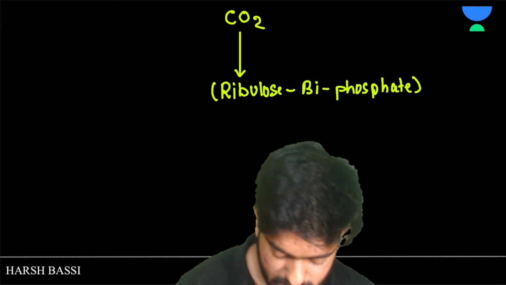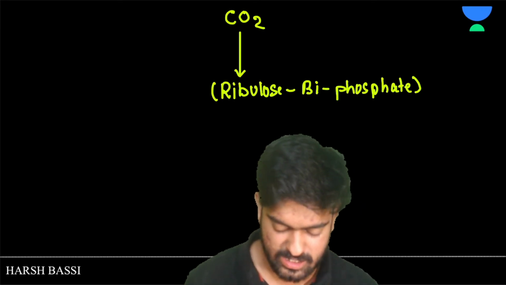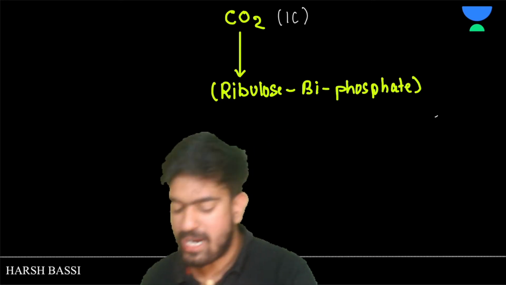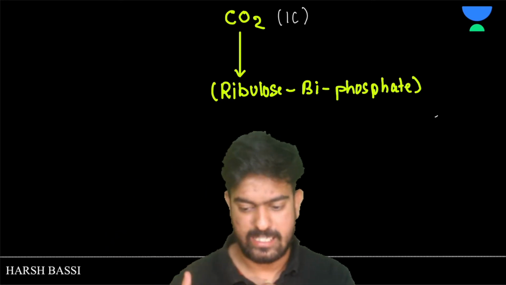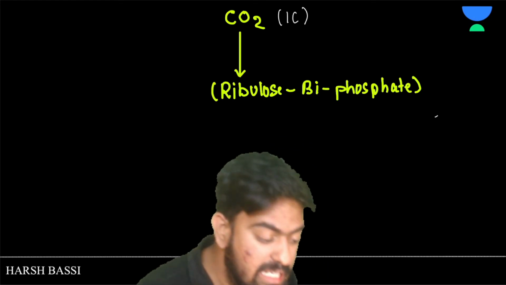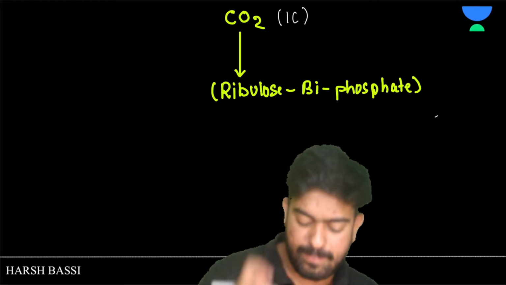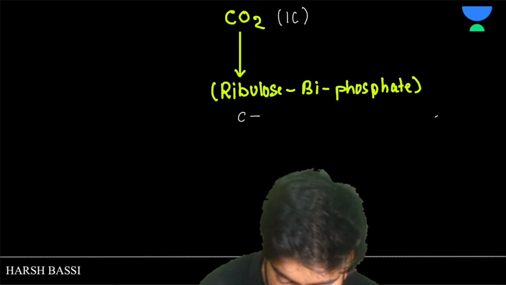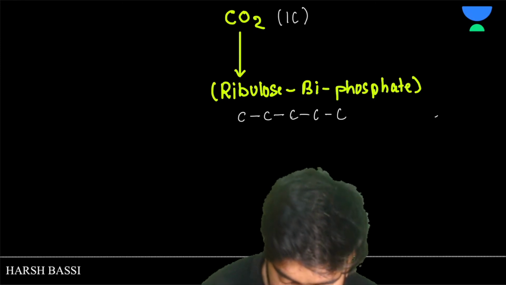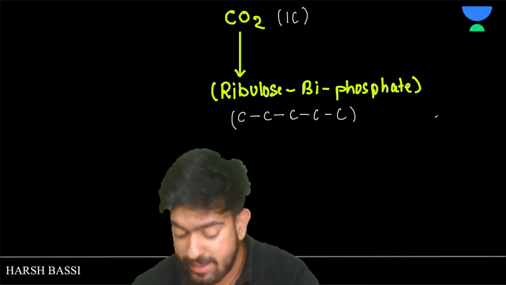Yes, sir, this much we all know. I'll tell you something more. CO2 is made up of one carbon. RuBP, ribulose bisphosphate, is a 5 carbon compound. How many carbons? 5 carbons: 1, 2, 3, 4, 5. Again, I am repeating. I'll repeat again and again.